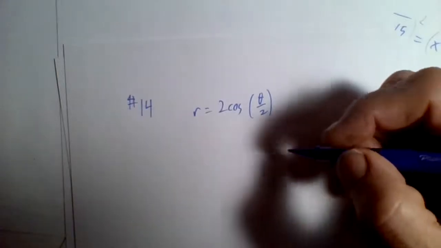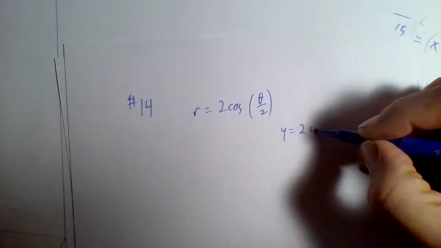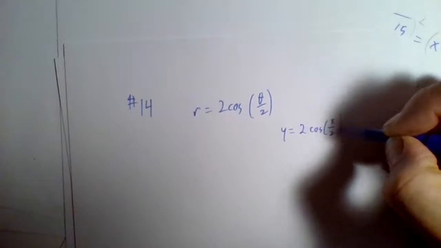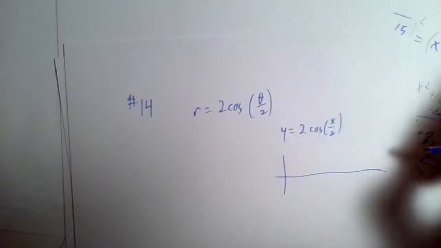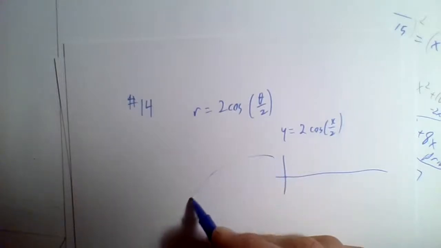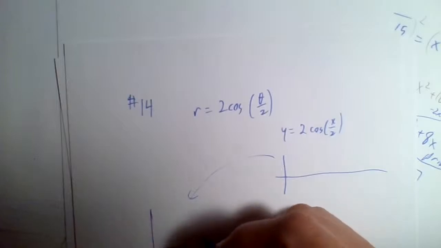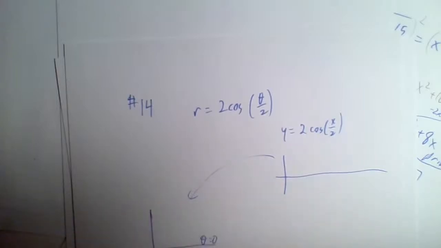So I want to start with thinking about y equals 2 cosine of x over 2. I'm just going to graph this thing and see what the regular trig function looks like. And then we'll take those coordinates and wrap them onto a polar axis down here, where theta equals 0 to 2 pi goes around the polar form.